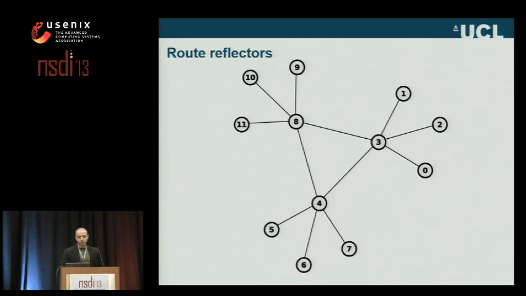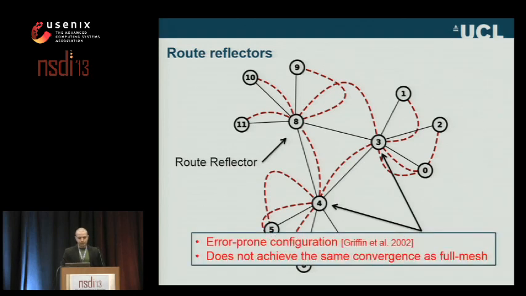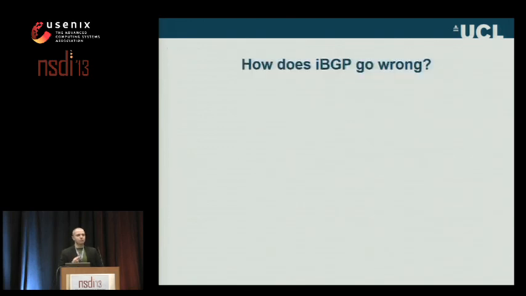To fix the scalability problem in large deployments, people use route reflectors. Route reflectors add hierarchy. We will designate some of our routers to be reflectors. They will be fully meshed, and everyone else will be a client to one or more route reflectors. This reduces the number of sessions and makes it scale. However, the configuration becomes error-prone and is not even guaranteed to achieve the same solution as full mesh iBGP after converging. So where does exactly iBGP go wrong?